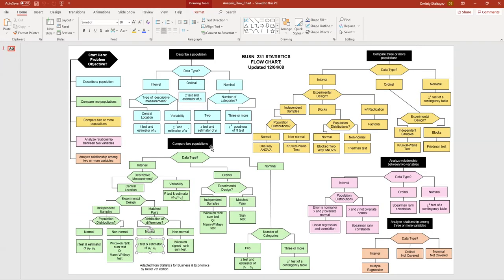If that would be independent samples, I would say compare two populations. Yes, data type interval, right? The bill, percentage of the total bill, the tip, right? I'm comparing means, so central locations. Experimental design, independent samples. Population distribution is normal? No. Sample 1 is not normal. Bam. Immediately we go here, and I have to use Wilcoxon rank sum test.